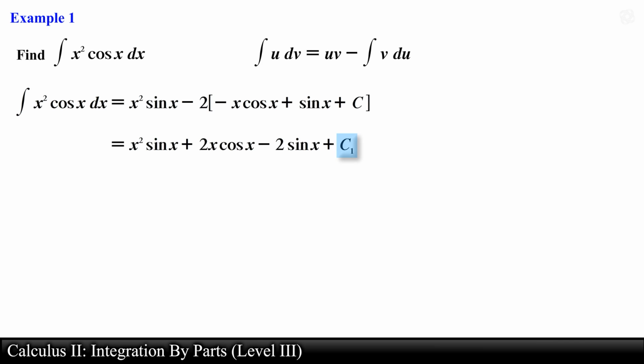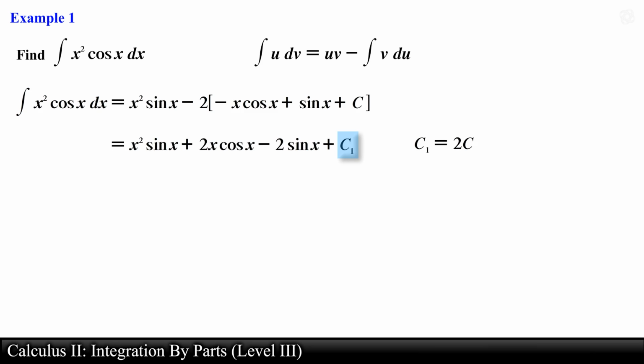So after all that, it turns out that the final integral of x squared times cosine of x dx is equal to x squared times sine of x plus 2x times cosine of x minus 2 times sine of x plus c1, where c1 is just equal to twice the original constant.